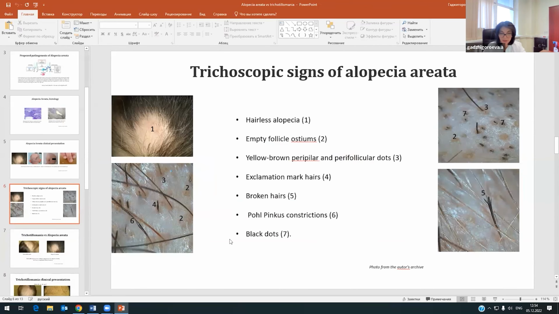In alopecia areata, the alopecia focus is hairless, but important features typical of acute alopecia areata are present around the edge of the focus. Pohl-Pinkus constriction refers to periodic constrictions in anagen hair follicles that are seen in patients with alopecia areata. They are also called monilethrix-like constrictions, because the hairs resemble the hair seen in the genetic condition monilethrix.